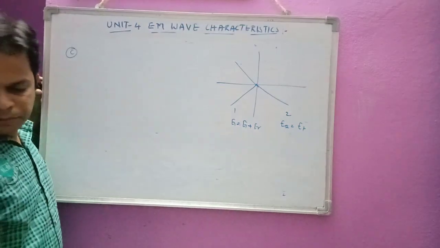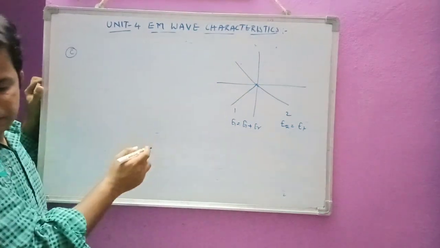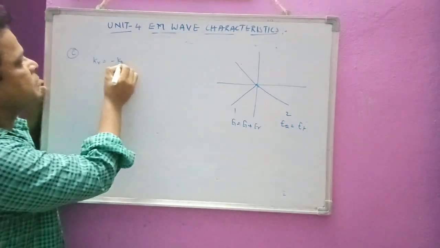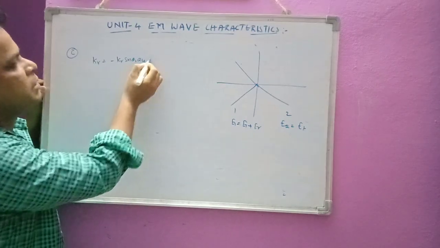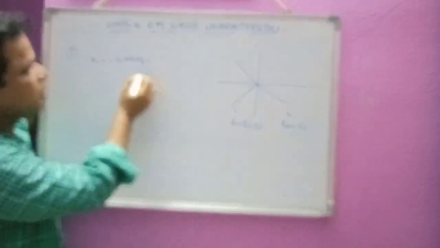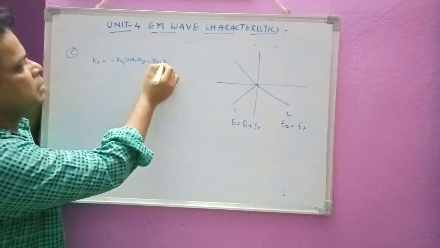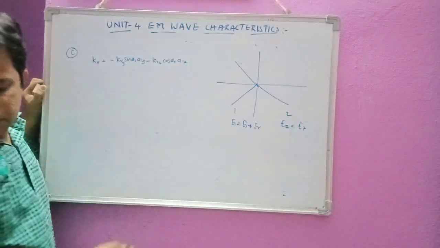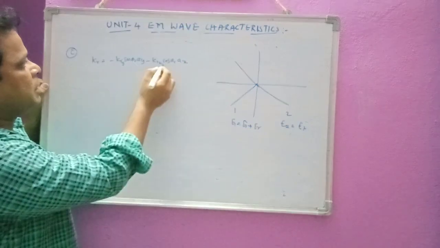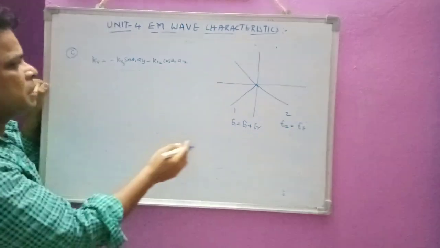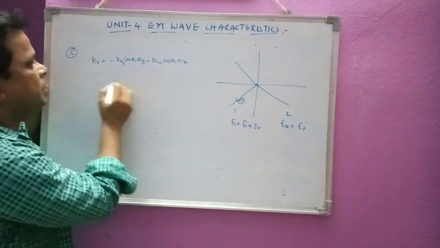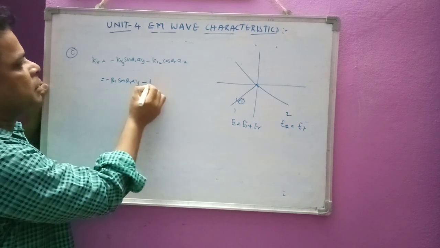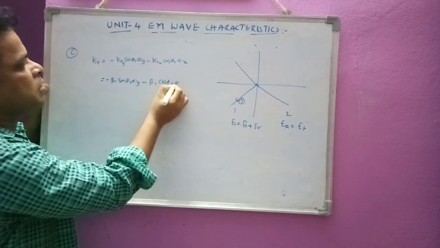Now from the figure we took earlier, the propagation vector kr is minus kry ay minus krz az, that is minus kr sin theta r ay minus kr cos theta r az. We know that kry and krz are in terms of beta 1, because it is in medium 1. So it is minus beta 1 sin theta r ay minus beta 1 cos theta r az, we can say.